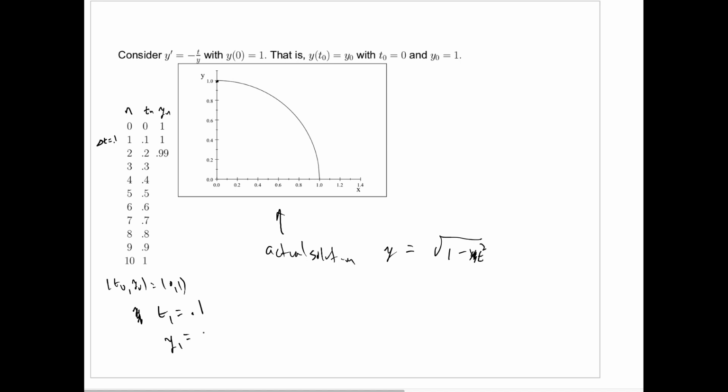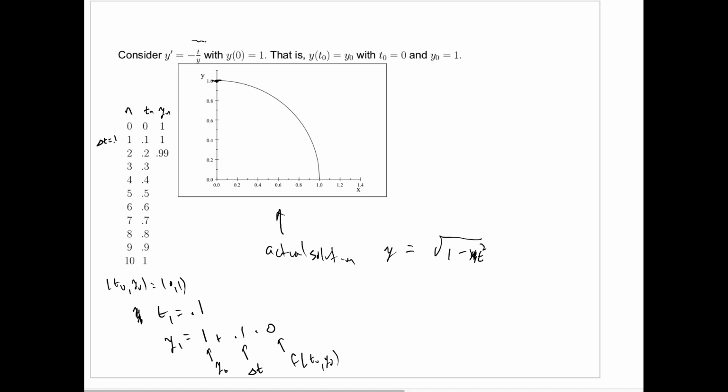we just start with our previous y value, y naught, which is 1, and we add delta t, which is 0.1, times f of t naught, y naught. In other words, the slope that would be in our direction field at that point, t naught, y naught. That would be just the function f of 0, 1.